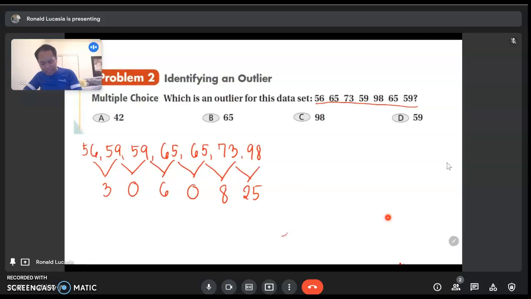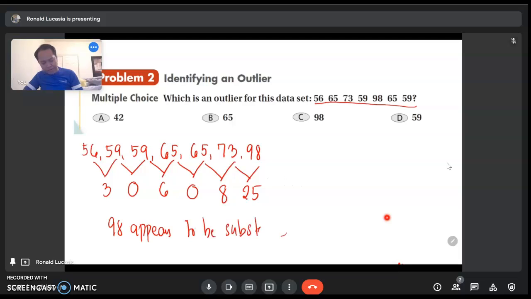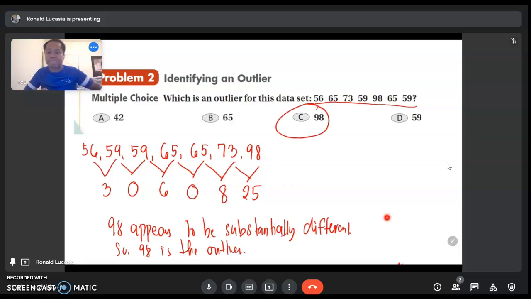Technically, 98 appears to be the substantially different value. Therefore, 98 is the outlier. So this is letter C.